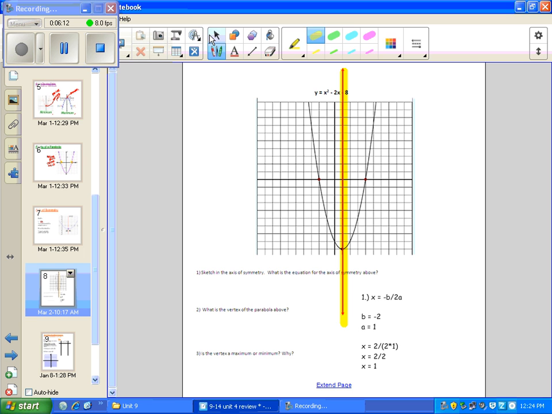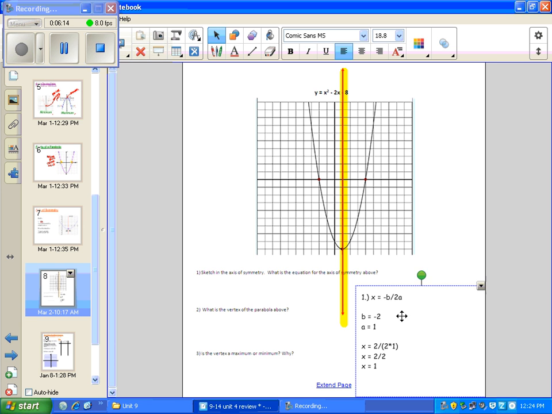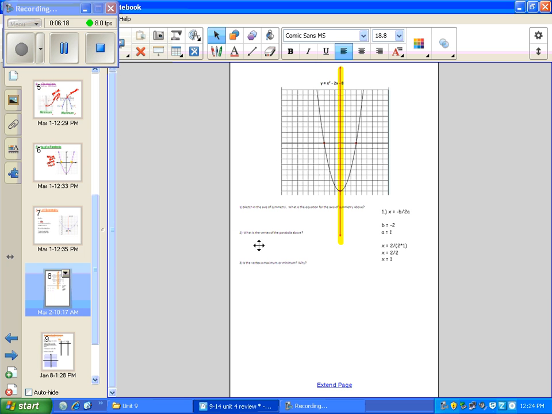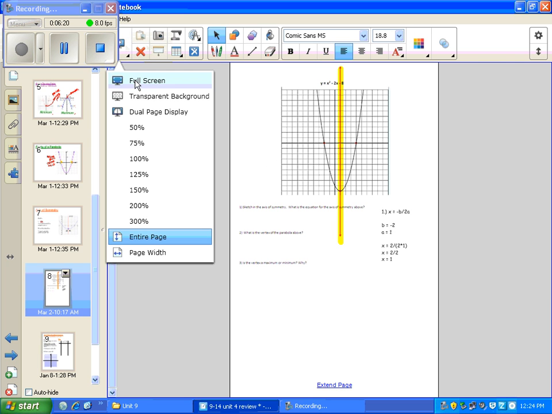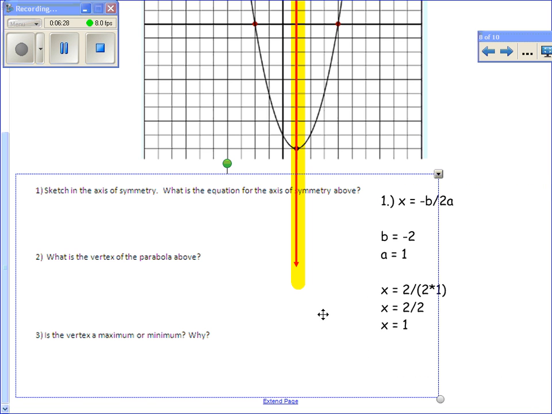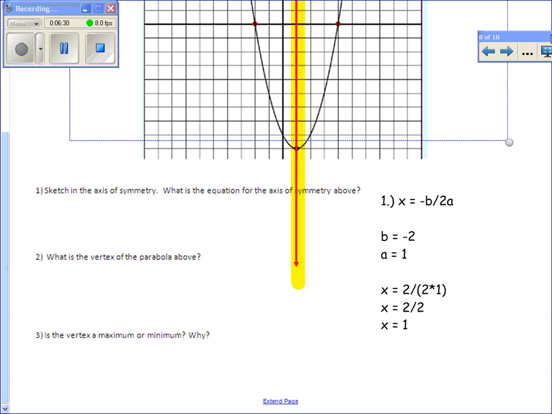Now, when they ask us, this would be for question number 1. When they ask us to find the vertex, let me make this a little bigger. What we're going to do is just plug in the equation x is equal to 1. So I'm going to do that now. Let me do this on the board.